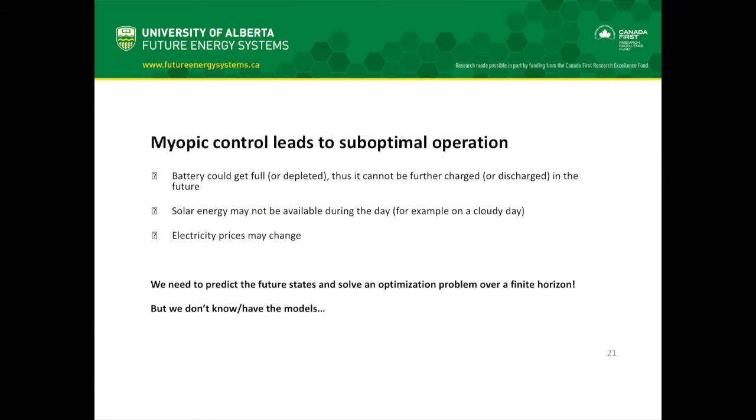So also we have this system structure. We might have some limitations, like the battery cannot be charged more than its capacity, and the solar energy may not be produced whenever we have a cloudy day, or electricity price may change over the day. So based on these limitations, we may need to predict to have higher performance control, and to predict data, we need to have a model.